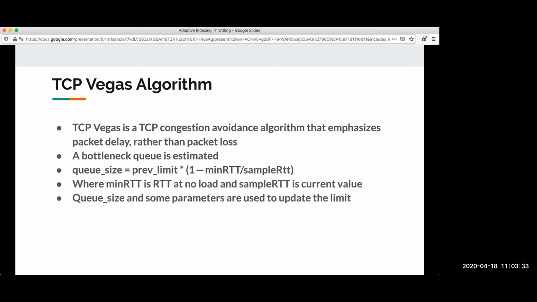So the increase and decrease is comparable in this case, but in the other two algorithms the increase was very small as compared to the decrease. They were much more aggressive towards decreasing the limit as compared to increasing the limit. Here there is no difference between the approach to increasing and decreasing. It's reactive, and it's increasing and decreasing at a fairly similar rate.